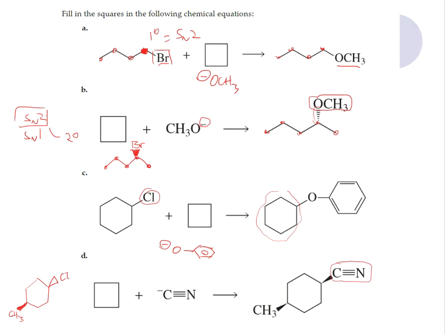Same thing up here for part B. I wrote a bromine. I could have put a chlorine there. It doesn't matter. As long as it's a halogen and it can leave, that's all that matters. I could put an iodine on it if I wanted to. But here's the kicker. You know, this chlorine right now is on a secondary. That secondary position is either SN2 or SN1.